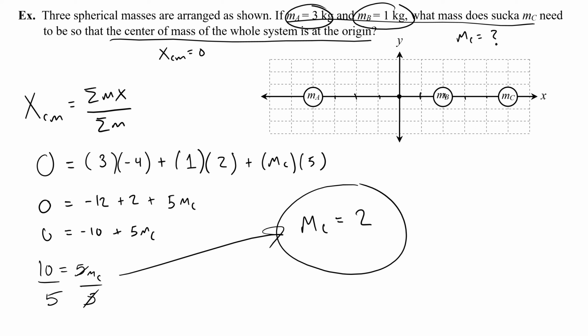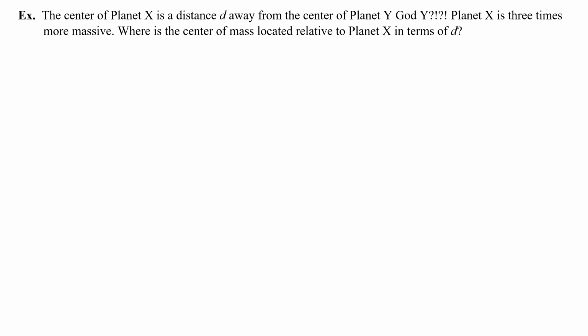Sometimes you won't be given numbers in a problem like this, though, and you'll have to do things symbolically. Let's try an example. The center of planet X is a distance d away from the center of planet Y. Planet X is 3 times more massive. Where is the center of mass located relative to planet X in terms of d? So this is a classic center of mass problem.